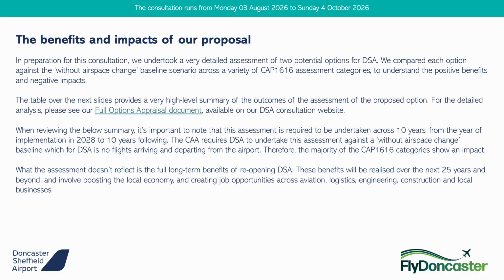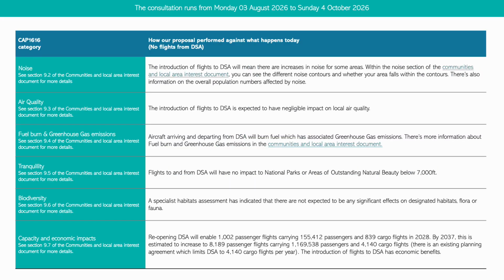And remember, the airport already has planning permission to operate, and those permissions already place a limit on the number of flights. This assessment only considers the changes as a result of the position of the flight paths or the controlled airspace. As explained, this is just a high-level summary to give an overview, and more details can be found in our consultation document and also the full options appraisal document.